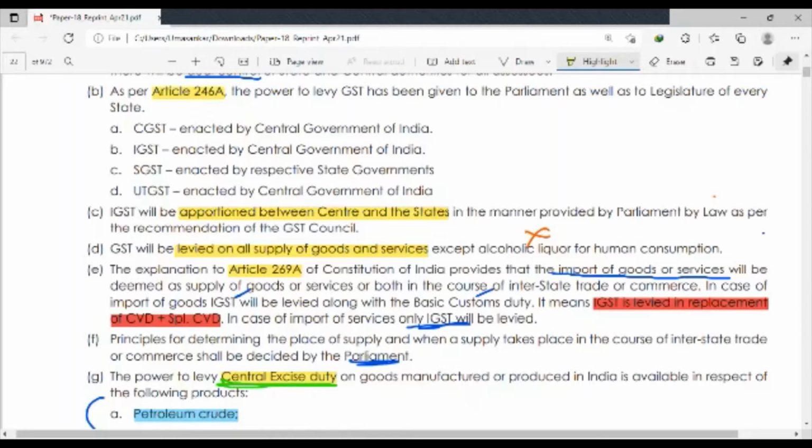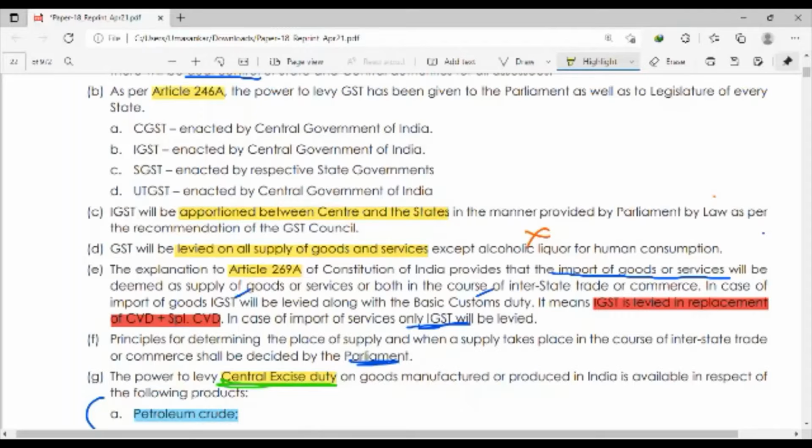Next, GST will be levied on all supply of goods, but not on alcohol, liquor for human consumption. Means on each and every supply of goods and services, GST will be levied, but there is an exception, that is alcohol, liquor for human consumption. Why? The reason we'll read below.